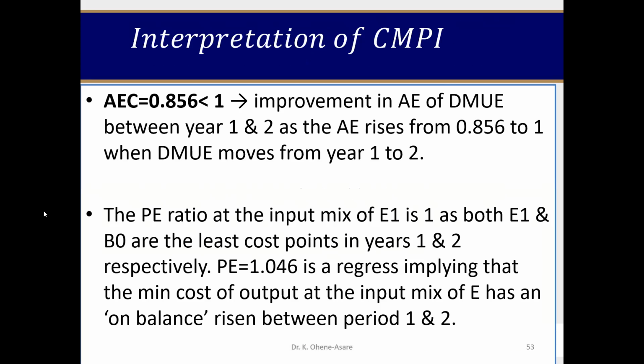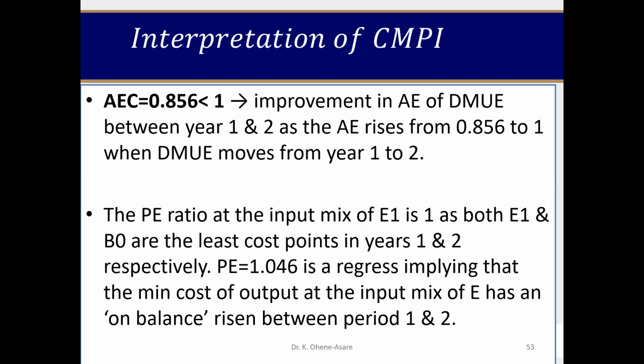This is it. The price effect ratio at the input mix of E is 1. Since both E1 and E0 are the least cost points in years 1 and 2 respectively, and the price effect we had is 1.046, it's a regress. If you take the reciprocal, which shows that the minimum cost, and this is the interpretation, very important, the minimum cost of output at the input mix of E has risen. They've gone up between periods 1 and 2.